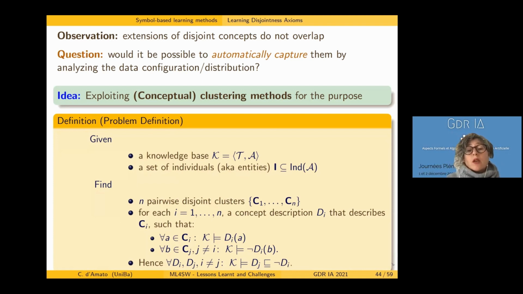Specifically, this description needs to satisfy the following constraints: all the individuals that belong to the cluster that it describes are instances of the concept DI, while all the other individuals belonging to the other clusters different from CI, which is the cluster described by DI, are instances of the negation of the concept DI. This allows us to infer, to approximate the existence of, a disjointness axiom between DI and all the other concept descriptions describing the other clusters.